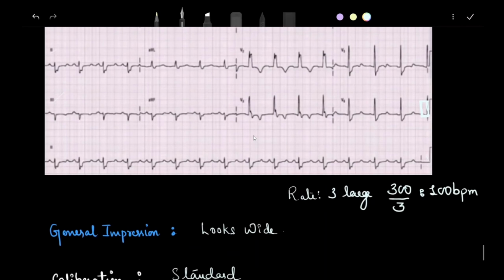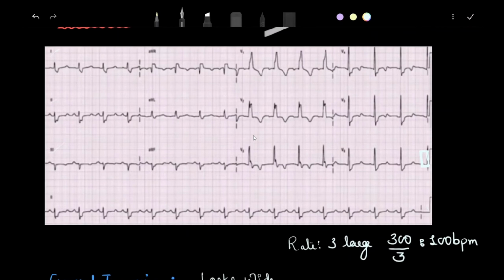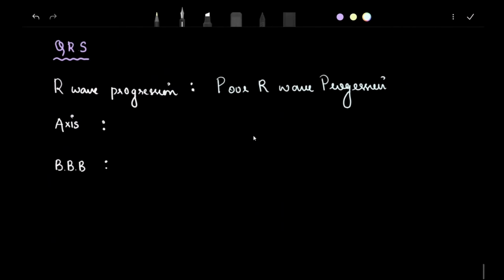Next, when you're talking about the axis, check lead 1 and AVF. Lead 1 is positive, lead AVF is negative. So it is left axis deviation.